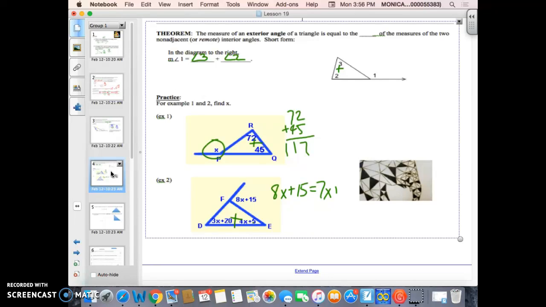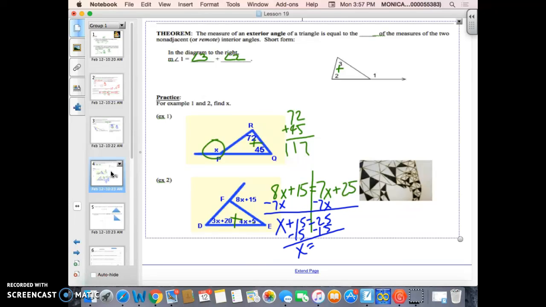20 plus 5, that's 25. Right? So I'm going to subtract 7x. 8x minus 7x is x. Now I'm going to subtract 15.